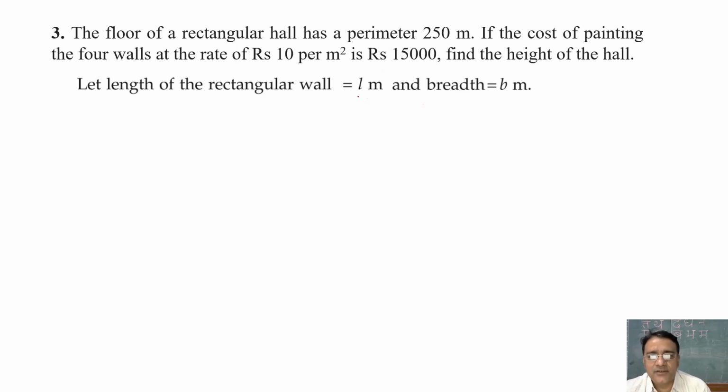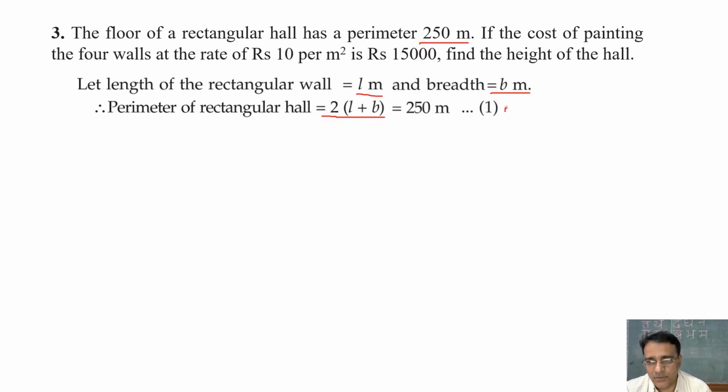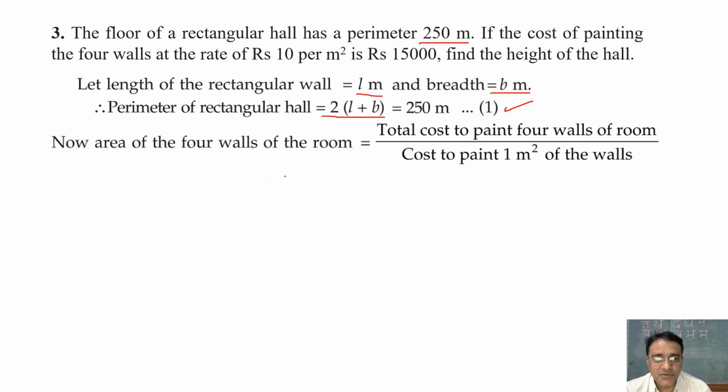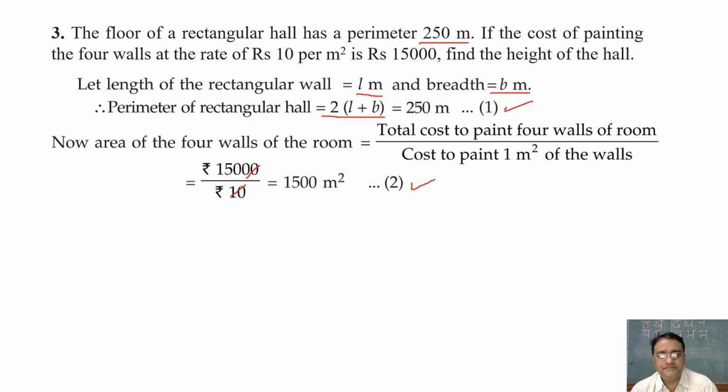Let the length of the rectangular hall is L meter and breadth is B meter. So perimeter of the rectangular hall is 2 into L plus B, that is given 250 meter. Let it be equation number 1. Okay. Now the total cost is given 15,000 and the rate is given rupees 10 per meter square. Now just now I explained that area of 4 walls you will get total cost upon rate, that is 15,000 upon 10. So we'll get 1,500 meter square. Let it be equation number 2. Any doubt here? No, sir.